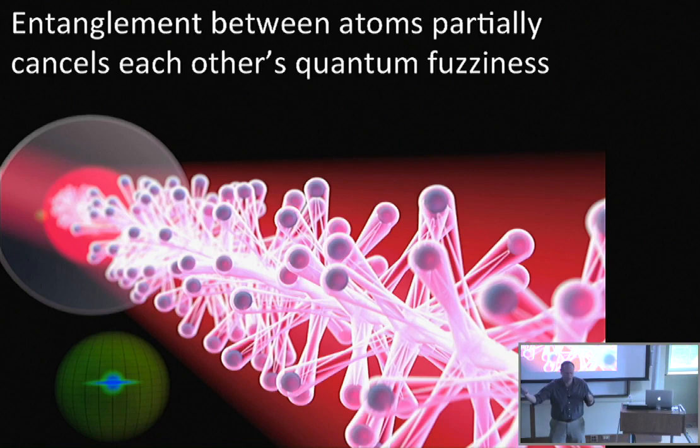So let's say this time it went into spin up. Normally, atom number 101 would not know about that. It would also independently choose. But as a result of the entanglement, it biases the next atom to be more likely to collapse into spin down. And it's the entanglement that provides that correlation and collapse process so that they partially cancel each other's noise. And that's why entanglement is important for this.